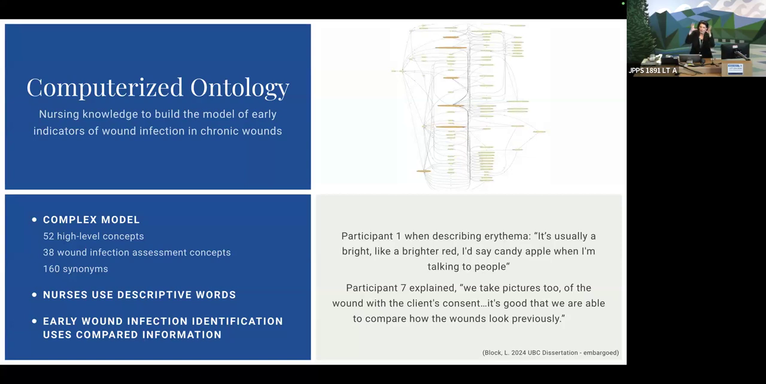And so, taking all of this into understanding how AI could be refined and tuned to nursing needs, this is telling me that nurses have good, complex knowledge of wound care and wound infection. Nurses use a lot of descriptive words. So if we create any sort of model using nursing knowledge, we need to ensure it's broad enough to allow synonyms and descriptive words, and that we need something to compare it against.